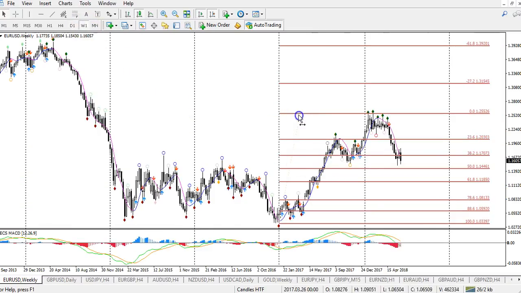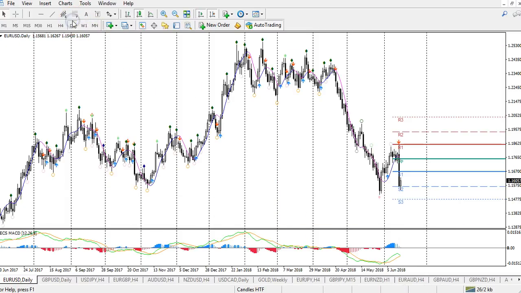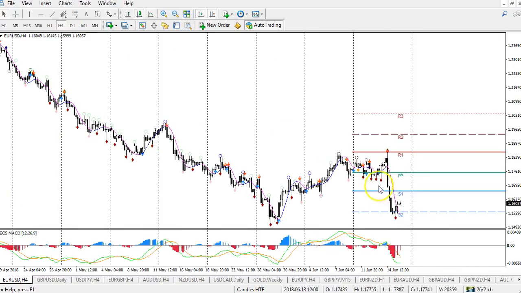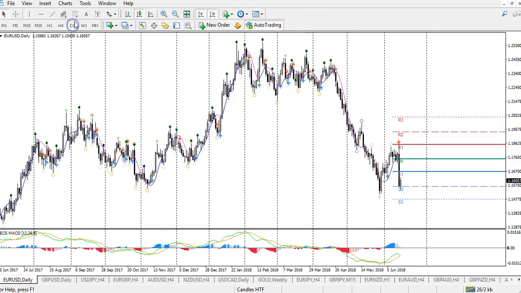So let's zoom in to a daily chart, get back a little bit to what happened on Friday. Big reversal candle. We had a bull flag, right? We talked about it on Friday, broke to the upside but didn't continue up to the 50 fib. In fact, it stopped at the 38.2 fib.